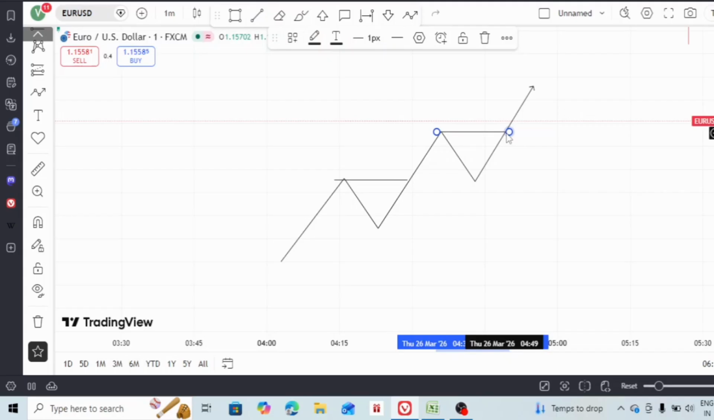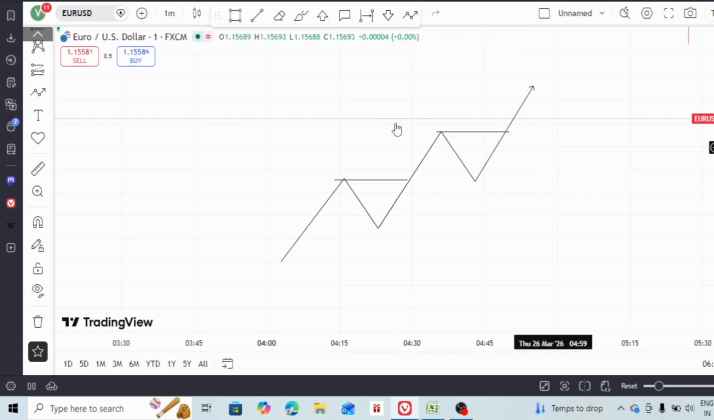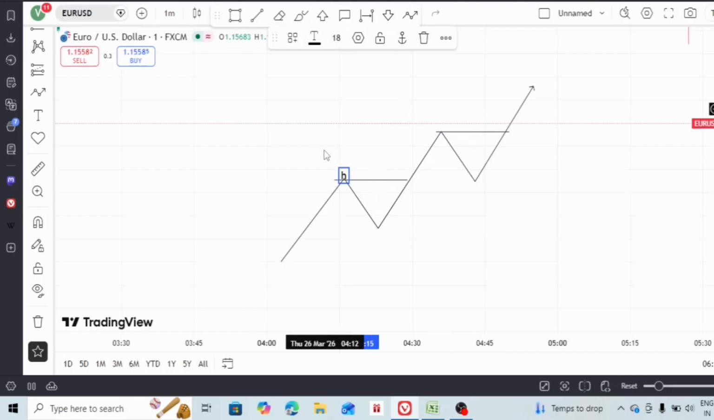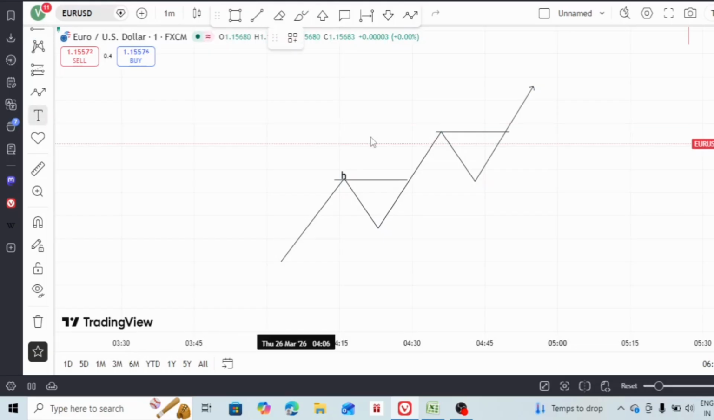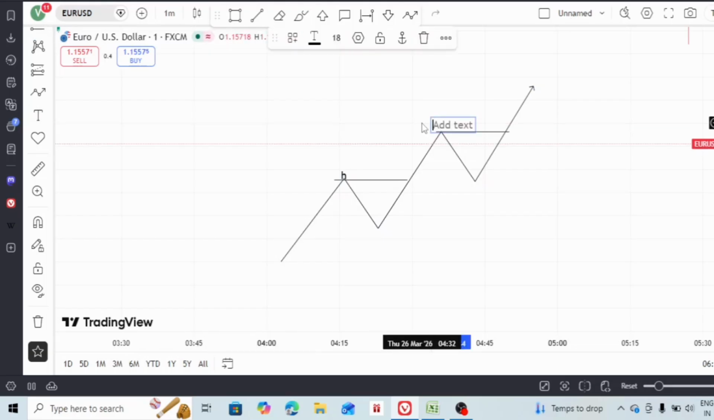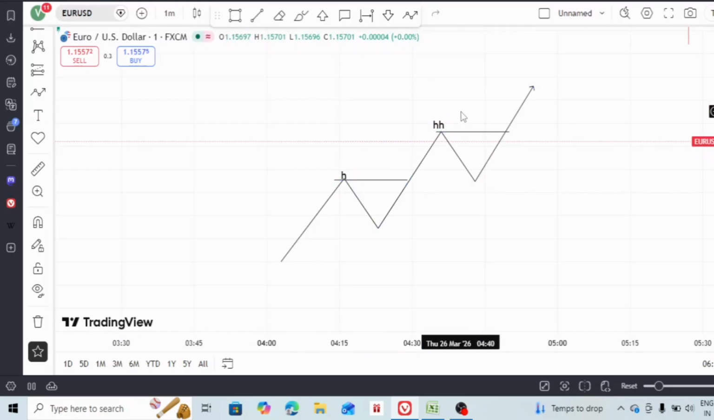The price is going up over time, meaning the price is making a higher high and then a higher low. So this is the high, and then the higher high. This high has been broken, so it makes a new high, so this is our higher high.